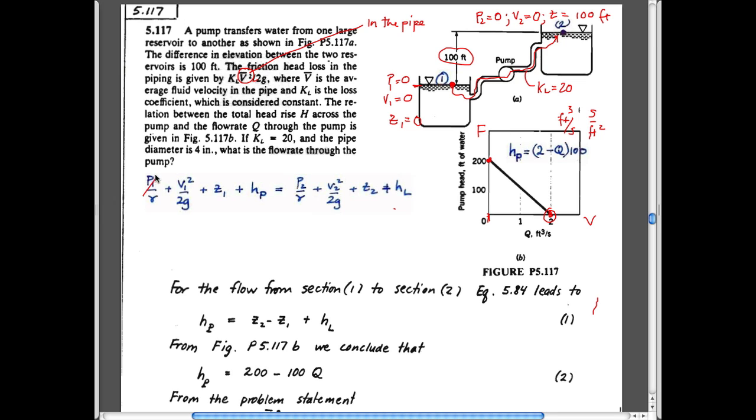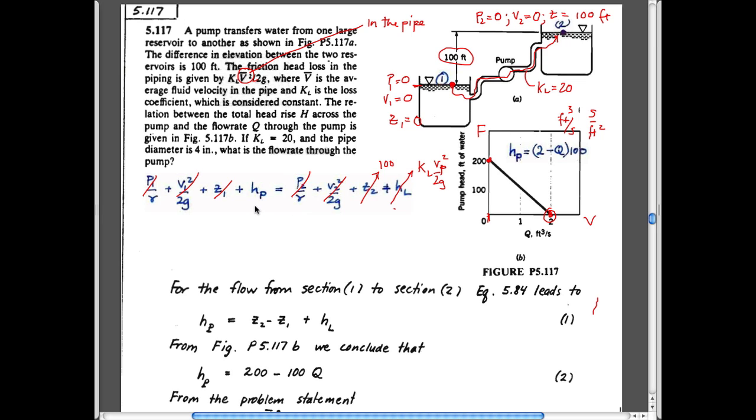So, 100, I guess. We know that this is equal to this head loss, V squared over 2G. We have to remember that it's not either V1 or V2, but V pipe. I'm not sure what to call it. So we have to figure out exactly what that is.